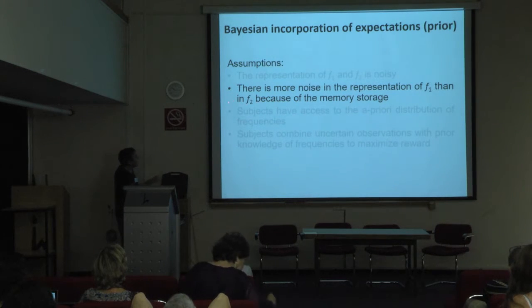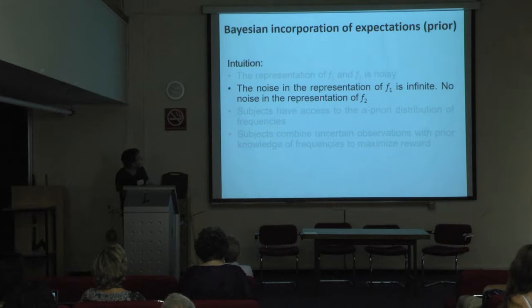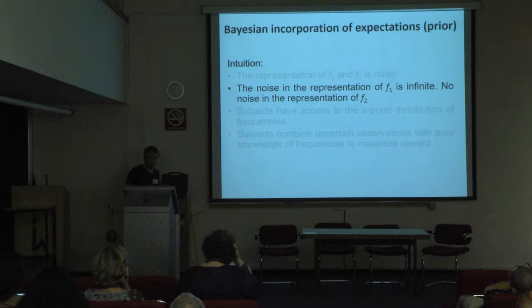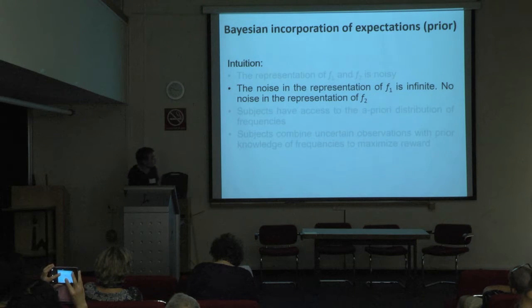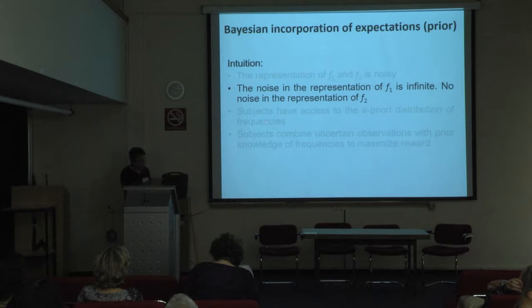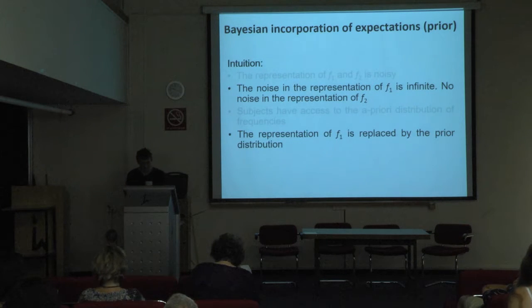So one key assumption is that there is more noise in the representation of the first frequency than there is in the representation of the second frequency, because we have to memorize the first one, we don't have to memorize the second one. So let's replace it with a more extreme assumption, that actually subjects don't have any memory of the first frequency, for example, due to the fact that the noise is infinitely large. Of course, this is not a realistic assumption, but this would give us an intuition to the emergence of the problem. So in that case, it's easy to show that the optimal thing that a subject can do is to replace the representation of the first frequency with the prior expectation.